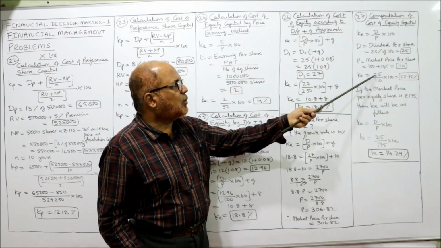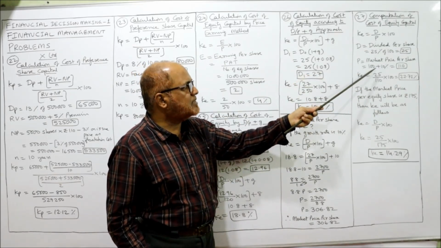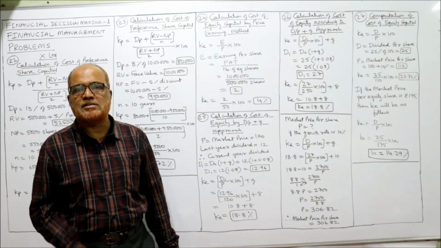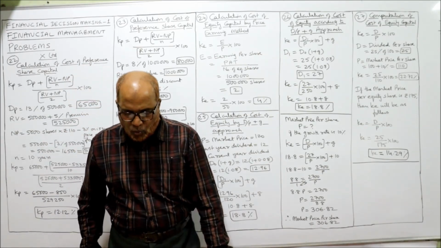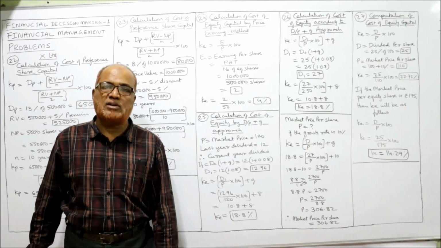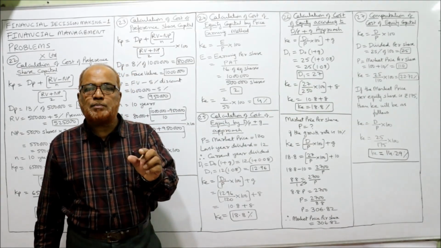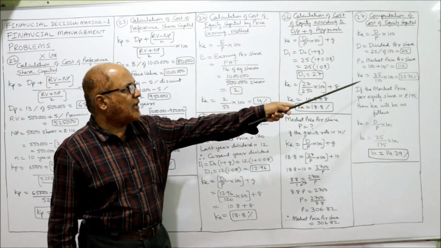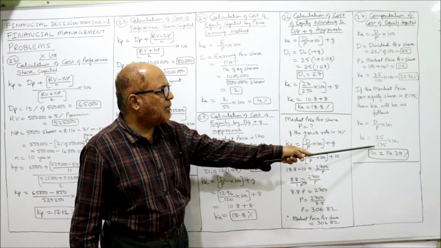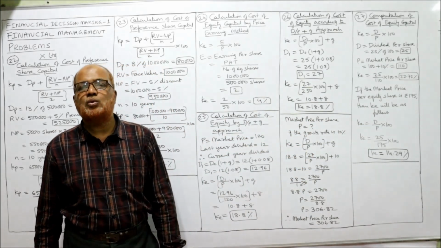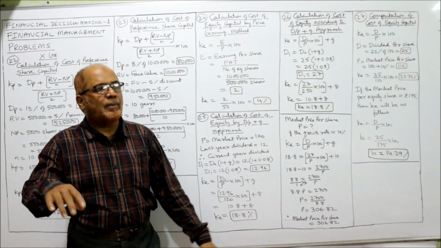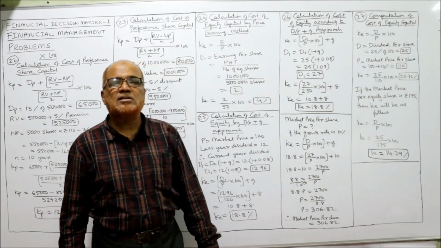Now cost of equity: 25 rupees is the dividend, 110 rupees is the market price, into 100, 22.72 is the KE, the cost of equity at present. Now one more question: will it make any difference if the market price per share becomes 175? Yes, it will change. Earlier we have taken the market price per share as 110. Now substitute 175. So 25 divided by 175 into 100, 14.29% is the cost of equity if the market price is 175. If the market price is 110, it is 22.72.